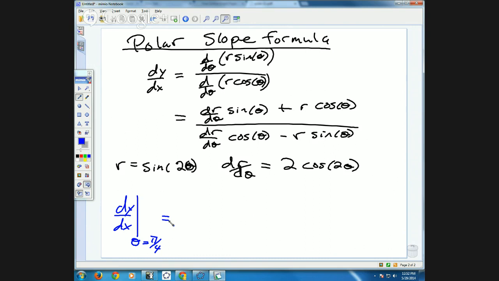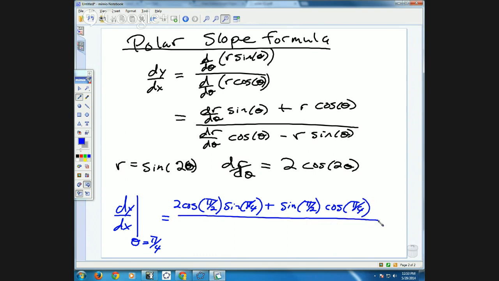So I'm going to try and do that all in one shot here. That's going to give me 2 cosine of 2 times pi over 4, which is really pi over 2, times the sine of pi over 4, plus the sine of pi over 2 times the cosine of pi over 4, all over, let's see, did I get that right? I think so.